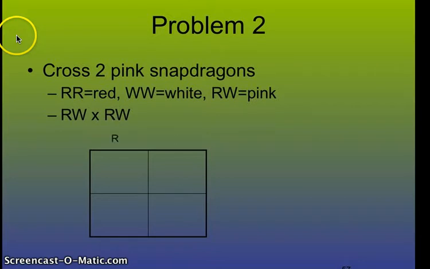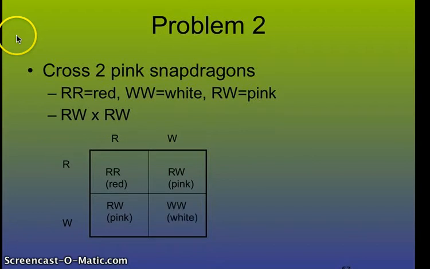All right. So here's our first parent. Here's our second. And again, if you fill in, your first offspring is RR, which is red. The second one, the R comes in from the left, the W drops down, you get pink. You get the same situation in the third box, and the last box, you get white.